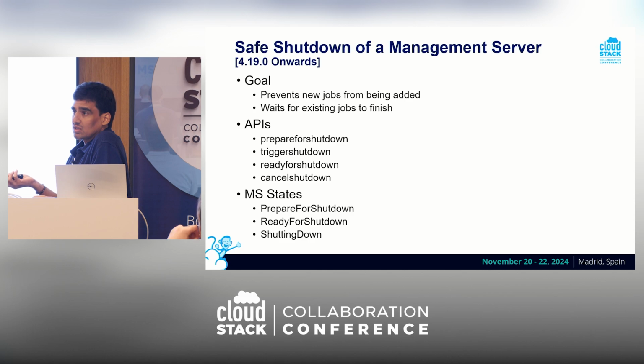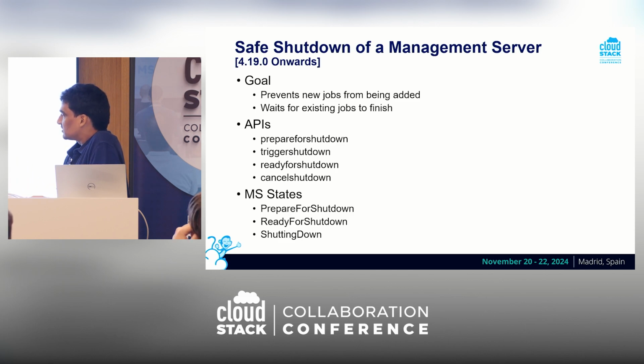Trigger shutdown kills the existing management service, and ready for shutdown just provides the status of whether the management server is ready to shut down or not, so that you can stop the service, or you can restart the management server host itself. Cancel shutdown is for when you want to execute new jobs from the management server, then you can cancel the shutdown so that it allows new jobs to be executed.